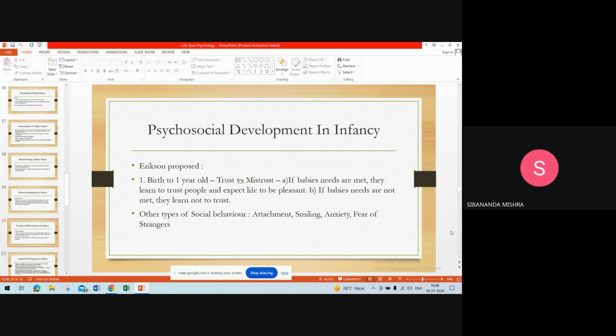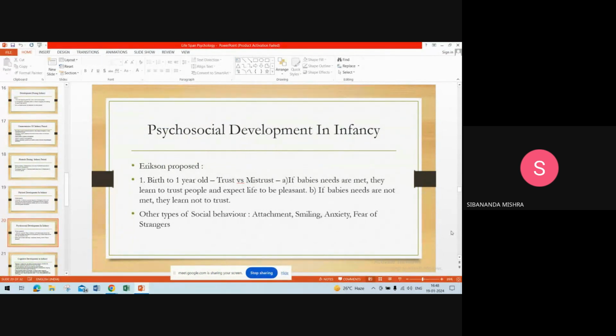Okay, so this is about the psychosocial theory developed by Erikson. First stage, birth to 1 year, trust versus mistrust. There are other types of social behavior also. Social behavior we find, like attachment.